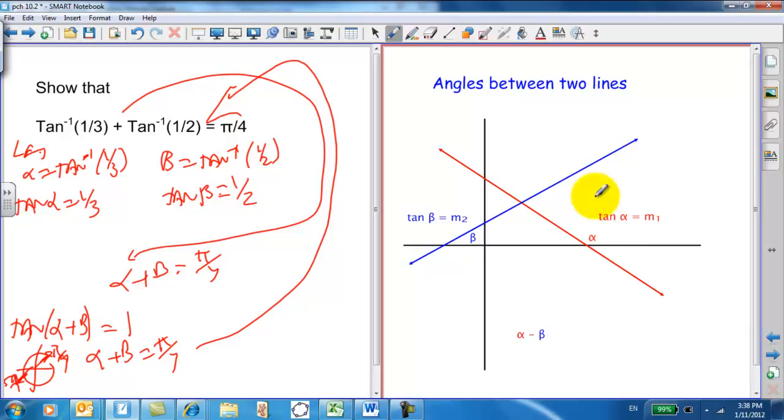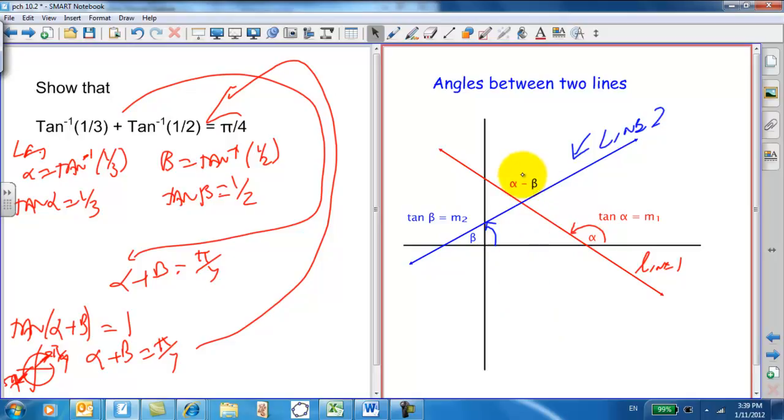Now, angles between lines. Remember how we said that the tangent of the angle of incidence, that is the angle that a line makes with the x-axis, is equal to the slope of that line. So here's line 1 with a slope of m1. And here's line 2. Remember, here's beta, and the tangent of that angle beta will equal the slope of this line 1. And we can actually come up with alpha minus beta. Alpha minus beta then is this minus this, is this angle in here like this. So there's alpha minus beta, that corner right there.